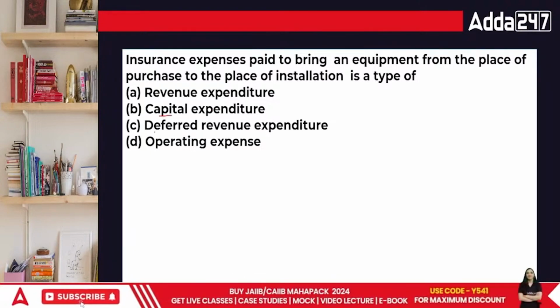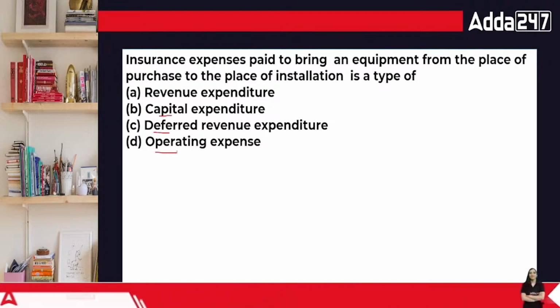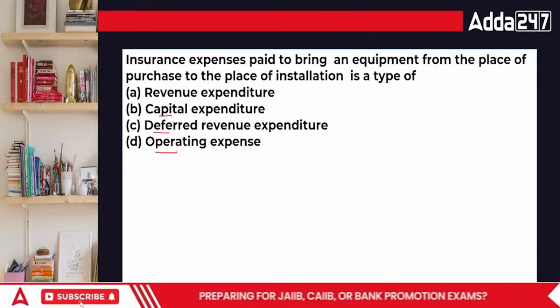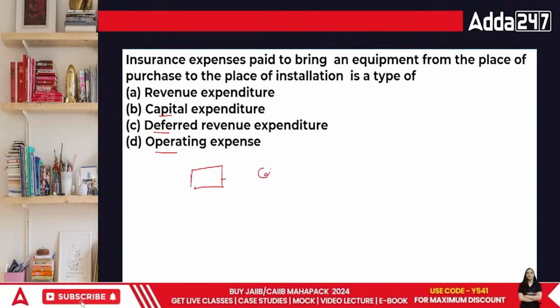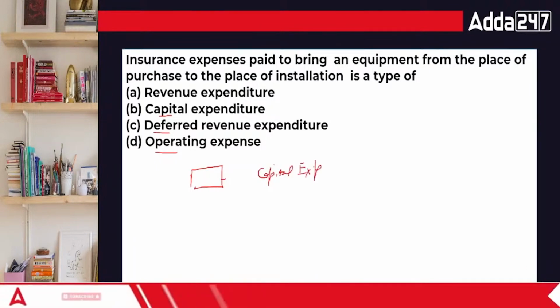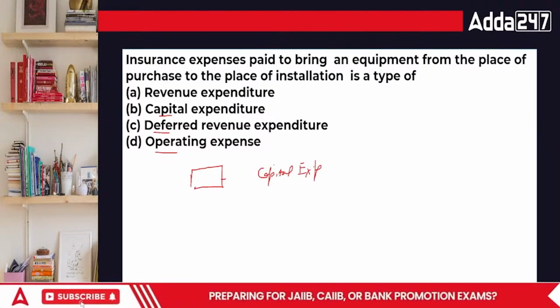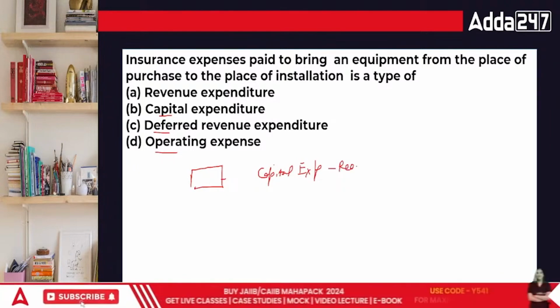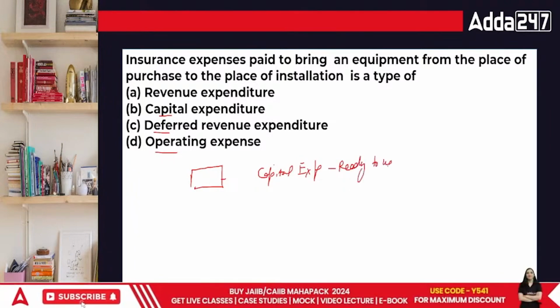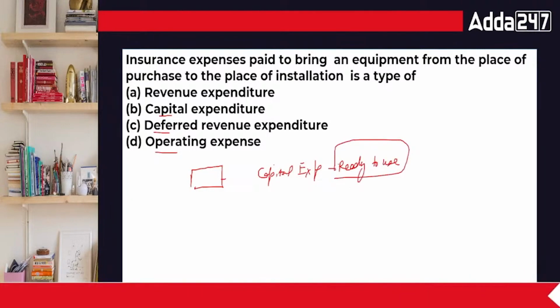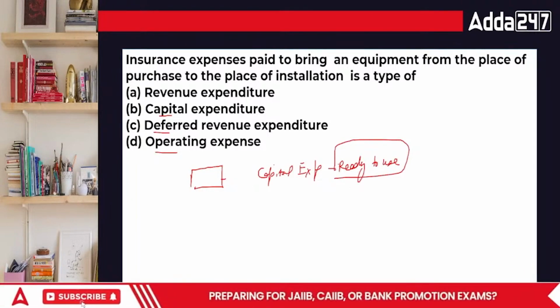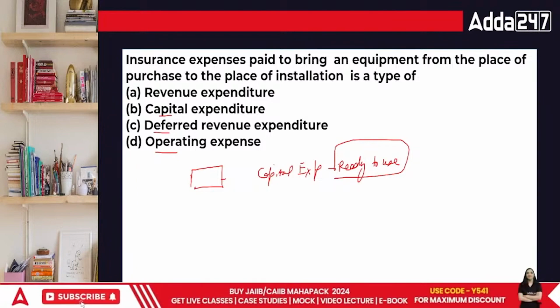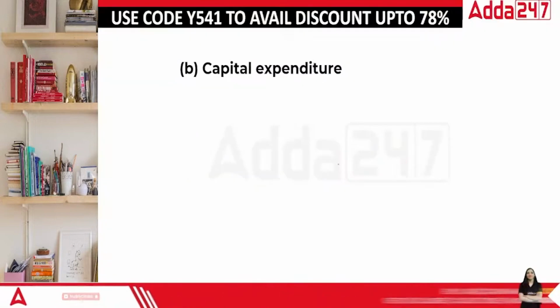Revenue expenditure, capital expenditure, deferred revenue or operating. I am building up something. Na? When I'm trying to build up something or I'm trying to make something, that's a part of capital expenditure. Basically, the term capital expenditure says when the things are ready to use. We are trying to make it to a situation where it is ready to use. Not using as such, but once a thing is brought to a situation where it is ready to use, it's called capital expenditure. So that's capital expenditure for you, everyone.